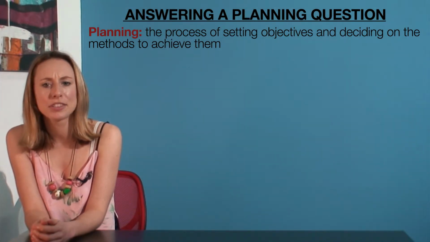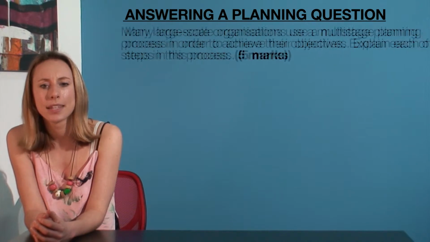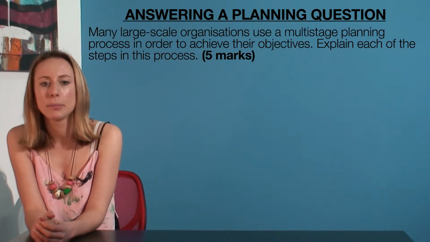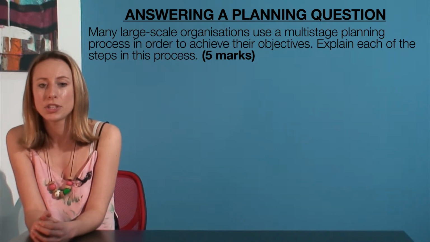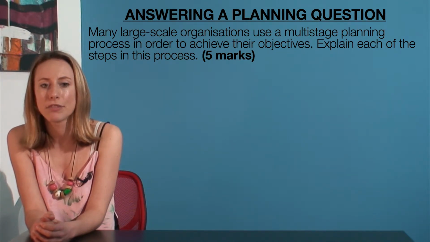A possible exam or SAT question is as follows. Many large-scale organisations use a multi-stage planning process in order to achieve their objectives. Explain each of the steps in this process. 5 marks. For this question, let's look at our usual points that need noting.